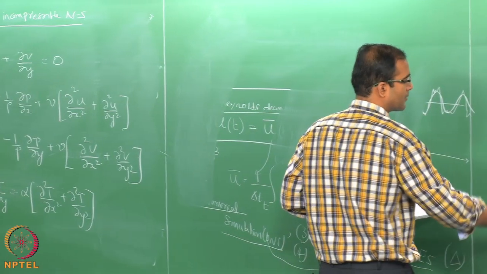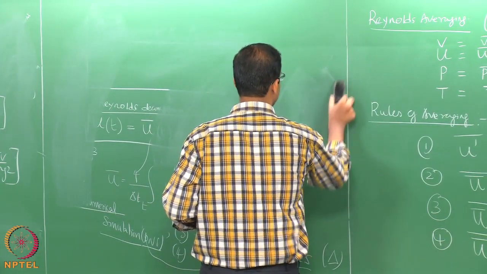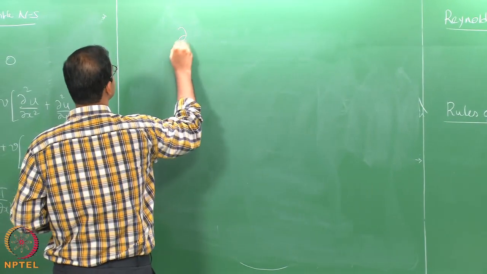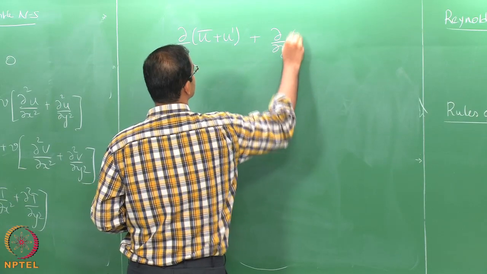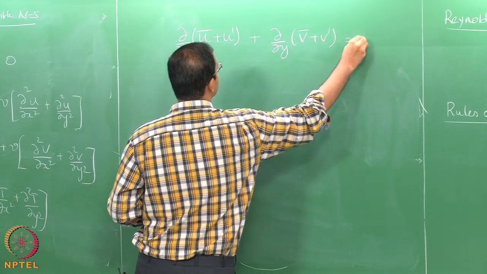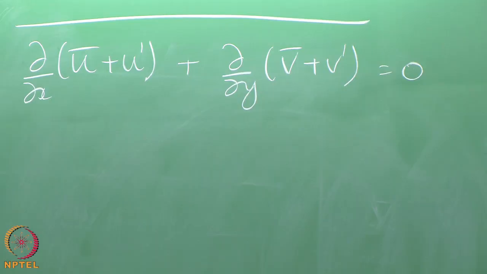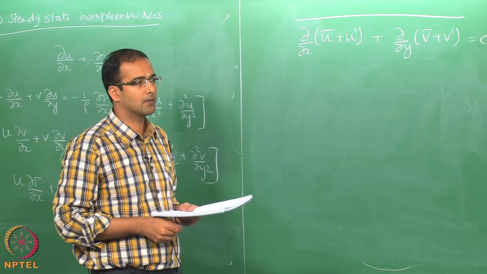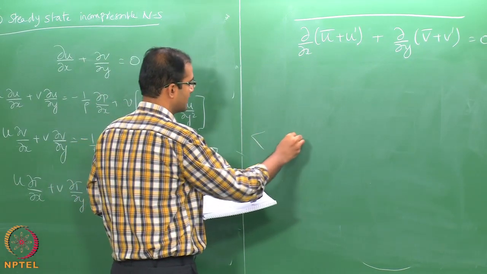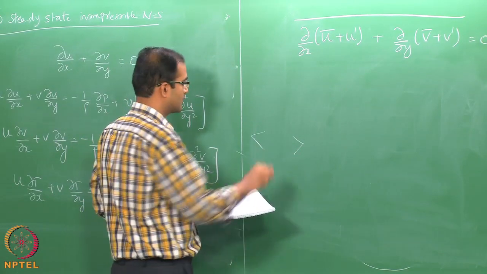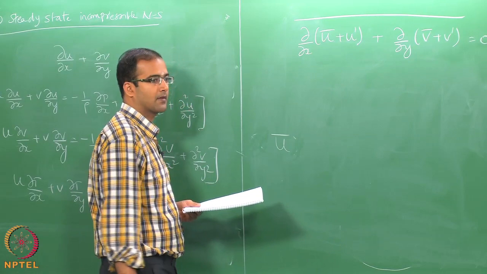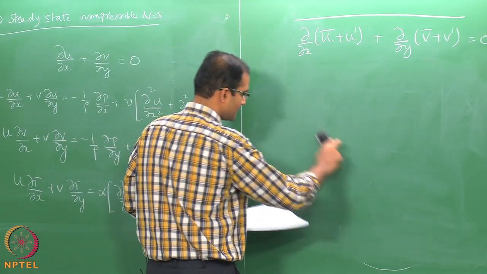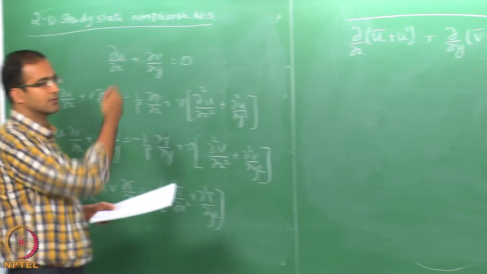I have written down the Reynolds decomposition here, so you can write the continuity equation as d by dx of u bar plus u prime, d by dy of v bar plus v prime, and now average this entire equation. Some textbooks follow some conventions. For example, time average is given by an over bar, and ensemble average is given by this kind of parenthesis. If you write like this, it means an ensemble average, and if you write like this, it is a time average. So now how do you write this? Use the rules of averaging and tell me.